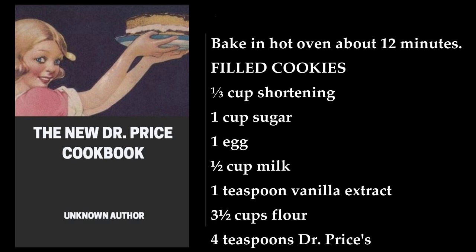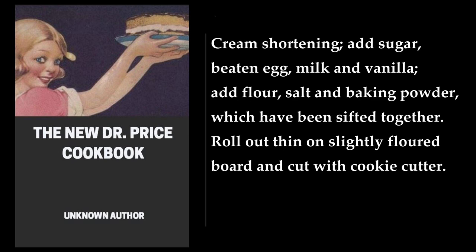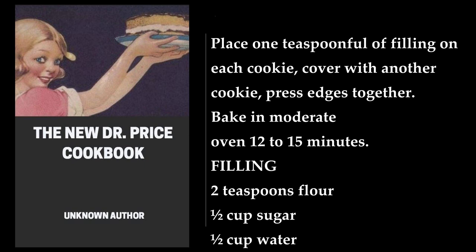Filled cookies. 1/3 cup shortening. 1 cup sugar. 1 egg. 1/2 cup milk. 1 teaspoon vanilla extract. 3 1/2 cups flour. 4 teaspoons Dr. Price's baking powder. Cream shortening, add sugar, beaten egg, milk and vanilla. Add flour, salt and baking powder, which have been sifted together. Roll out thin on slightly floured board and cut with cookie cutter. Place 1 teaspoonful of filling on each cookie, cover with another cookie, press edges together. Bake in moderate oven 12 to 15 minutes.